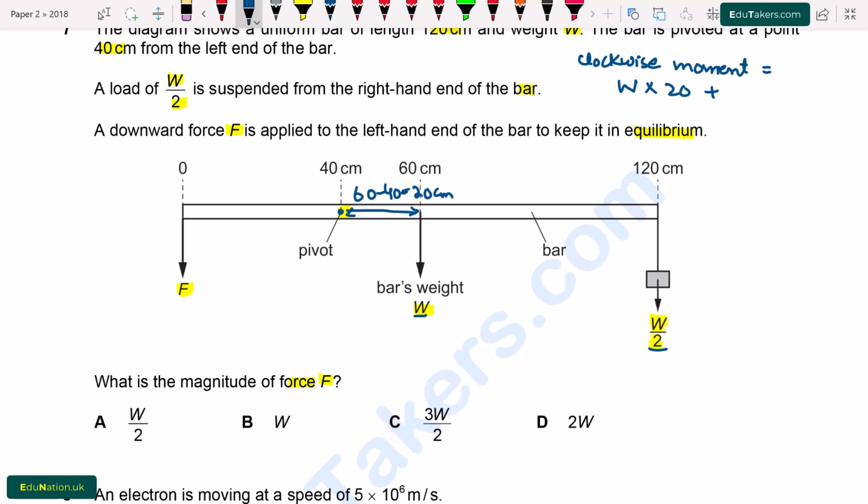There is another force W by 2 multiplied by the perpendicular distance from the pivot point. Here it is 120 centimeter while the pivot is at 40 centimeters. So the distance will be 120 minus 40, which is equal to 80. So I multiply it with 80.